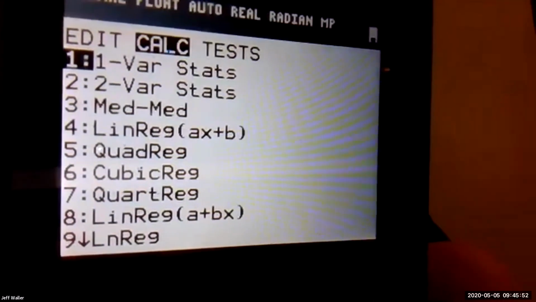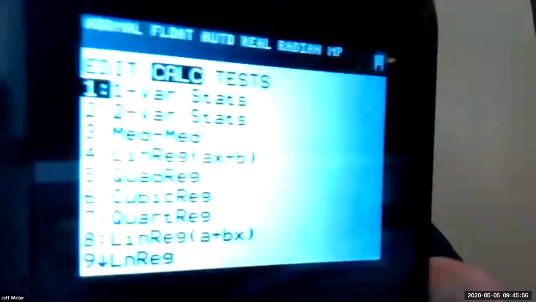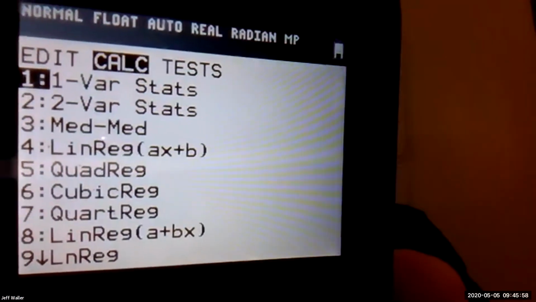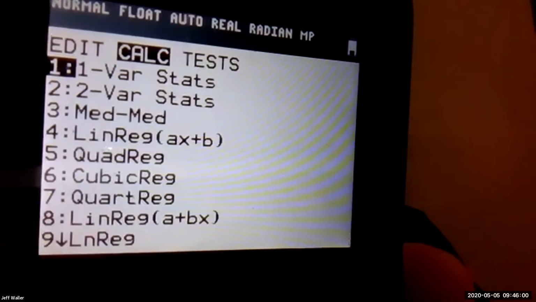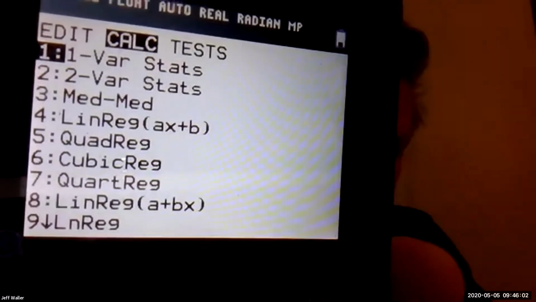Number 9 is actually natural logarithmic regression. We don't want to use number 9. Do you see how number 8 and number 4 are kind of dumb? I have no idea why they're both there. Number 4 is if I want A to be the slope, and number 8 is if I want B to be the slope. For algebra people like me, we're like, where's M? But too bad for us. So the short story is pretty much always use number 4.